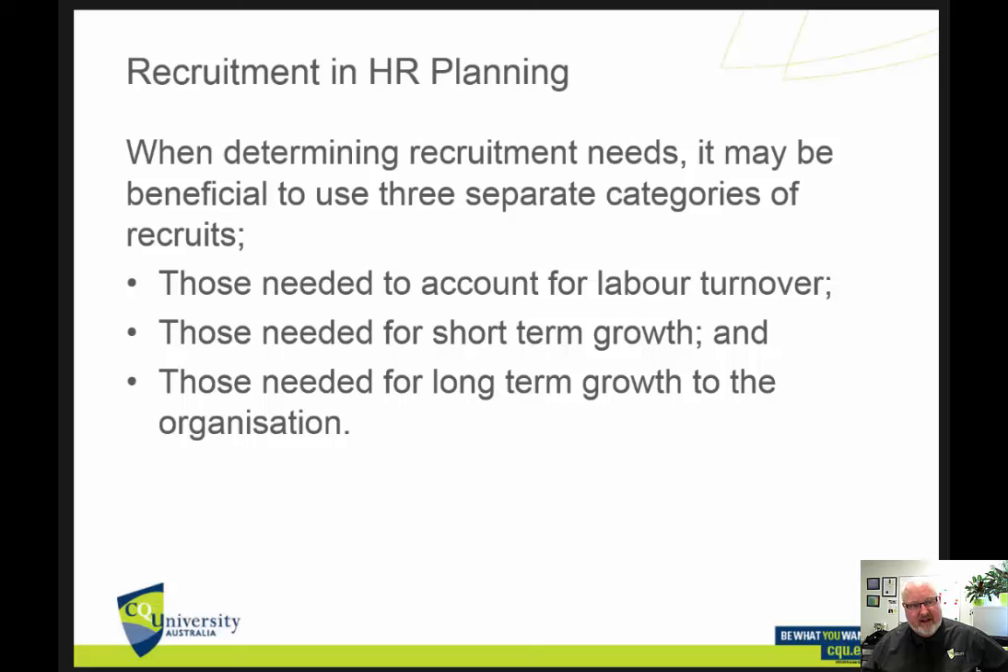Recruitment in HR planning. Well, there are three important things to remember here. You need to account for labour turnover, natural attrition. People will retire, people will move on. You need to have an understanding of how much that occurs in your industry and how many new people you might have to recruit. You'll also have to have an eye on short-term growth, what your short-term growth objectives are, and also what your long-term growth objectives are.